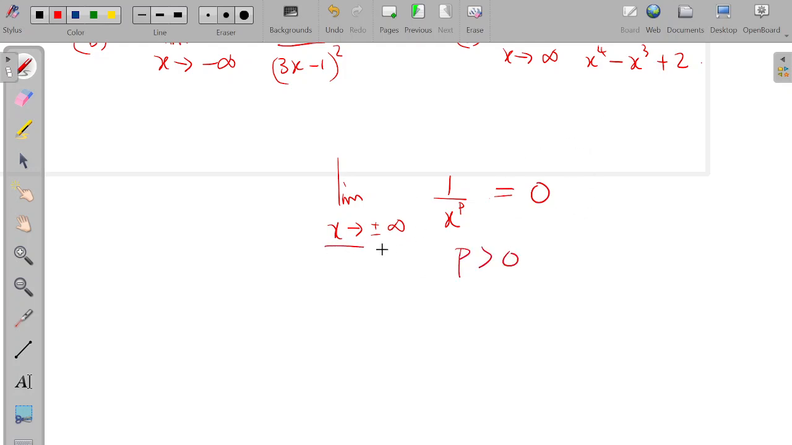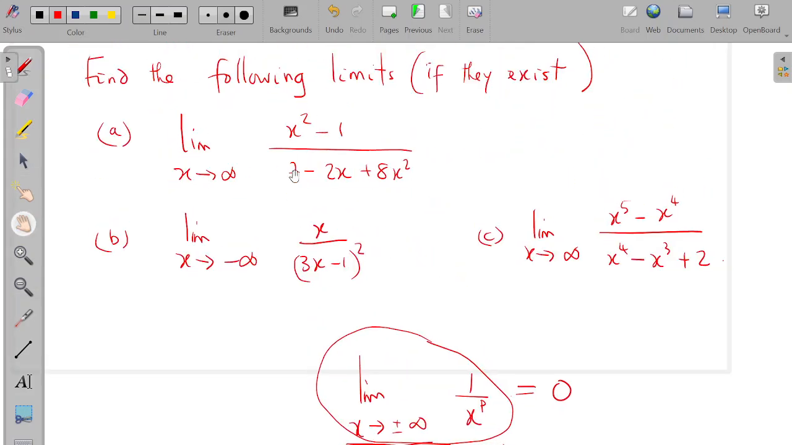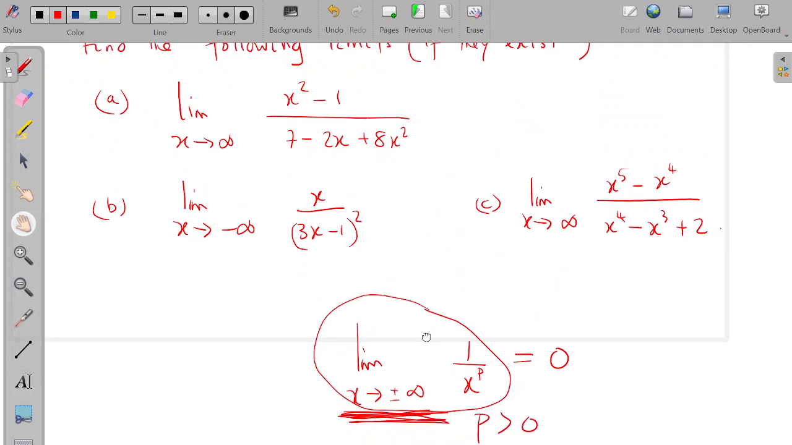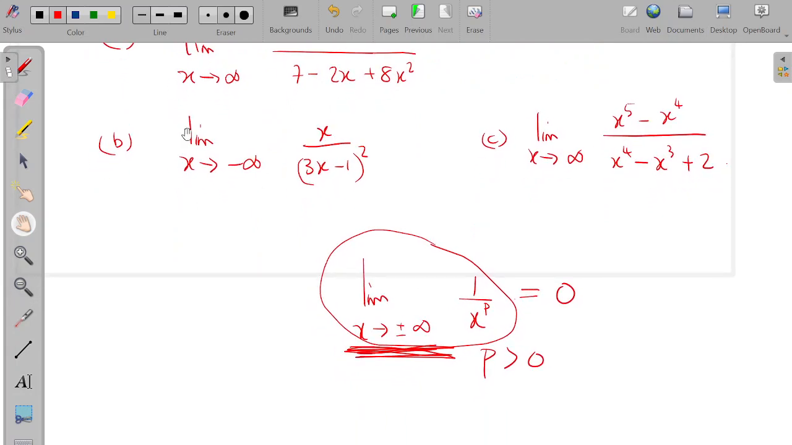So anytime you are finding limit at infinity, that means limit going to positive or negative infinity, please watch out for this, because when you take that limit, we get 0. So watch out for that. In solving each of these, that is what we are going to be watching out for, because of this property we have mentioned. So let's take the first one.